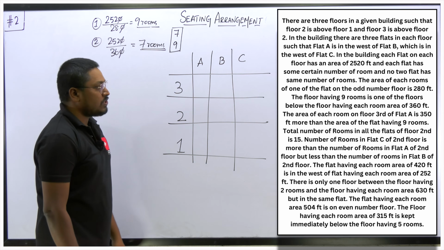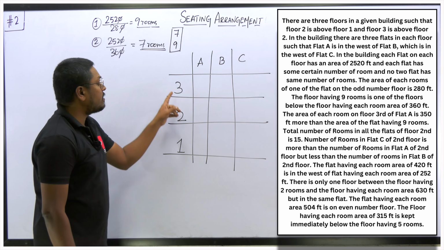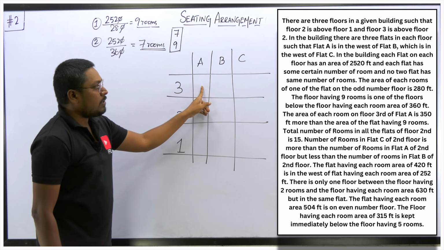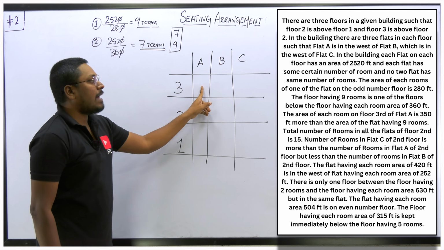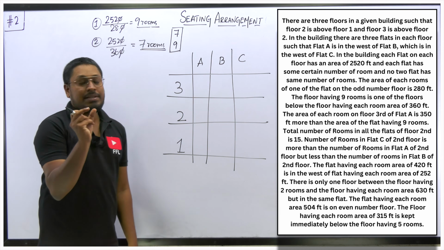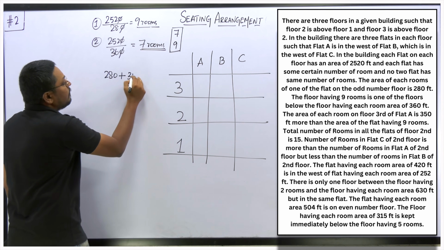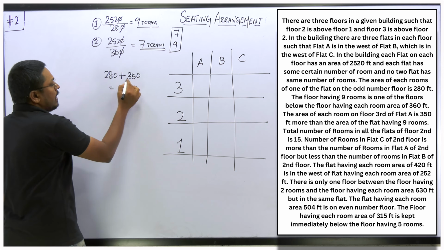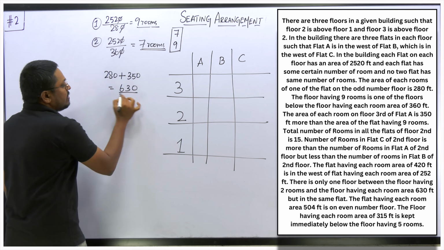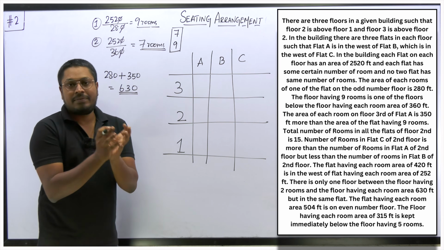The area of each room on the third floor of flat A. So it's a direct point, I think. The third floor of flat A is 350 feet more than the area of the flat having 9 rooms. So for 9 rooms, what is the square feet of each room? 280, right? So 280 plus 350 more. So 0, 8 and 5, 1, that gives 630. So 630 feet will be the area of each room.